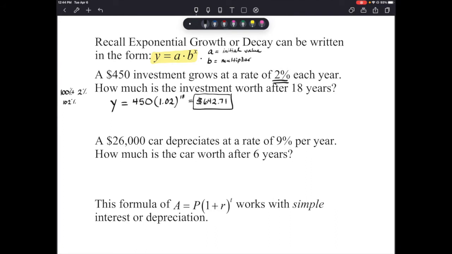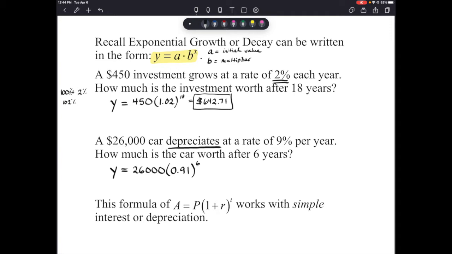A $26,000 car depreciates at a rate of 9% per year. How much is the car worth after 6 years? So remember, depreciates means it's going to decrease. We're losing 9% of its value each year, which means it's holding on to 91% of its value. So when we put this one into the formula, we would say y equals 26,000 times our multiplier, which would be 0.91. Remember, it's keeping 91% of its value each year.